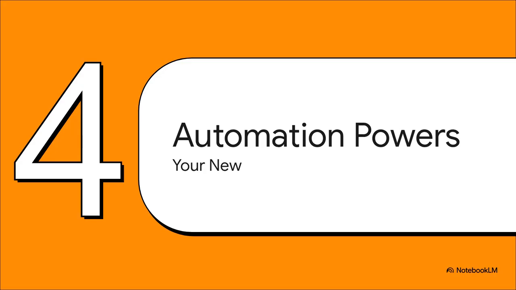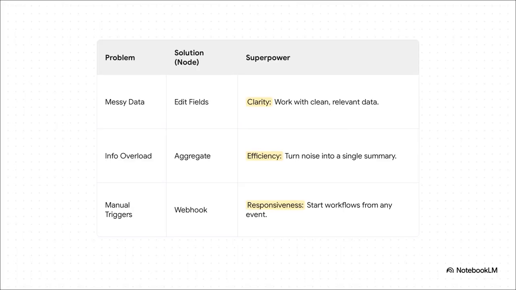So, let's pull all this together. We've just unlocked 3 pretty fundamental superpowers for building way better, way smarter automations. So when you're dealing with messy data, the Edit Fields node gives you the superpower of clarity. When you're drowning in notifications, the Aggregate node gives you efficiency, turning all that noise into a clear signal. And when you need things to happen instantly, the Webhook node gives you responsiveness. Seriously, these 3 nodes are the building blocks for some really professional-grade workflows.